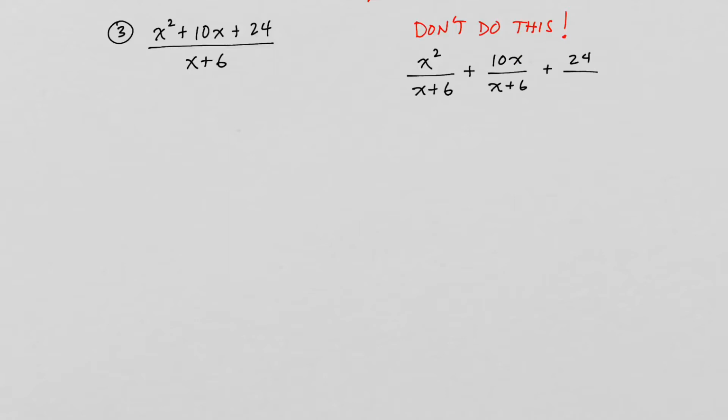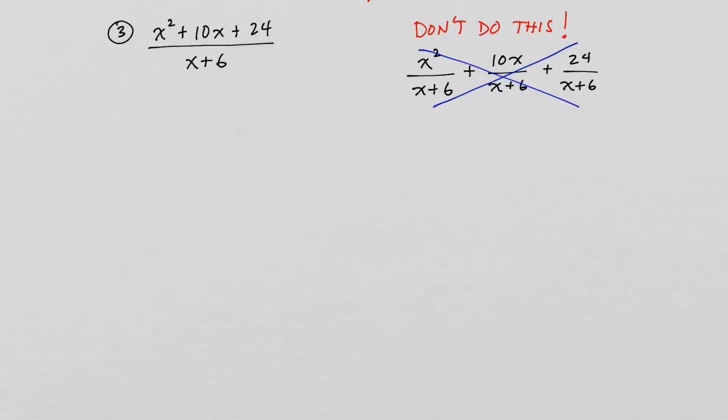Now, I'm not saying that this isn't true. This is true. This expression here is equal to the sum of these 3 expressions here. The problem is we can't do any simplifying here. We cannot cancel an x here, for example, because we have 2 terms. What do we do with the plus 6 if we cancel an x? That's not possible. So this does not lead to a meaningful outcome.